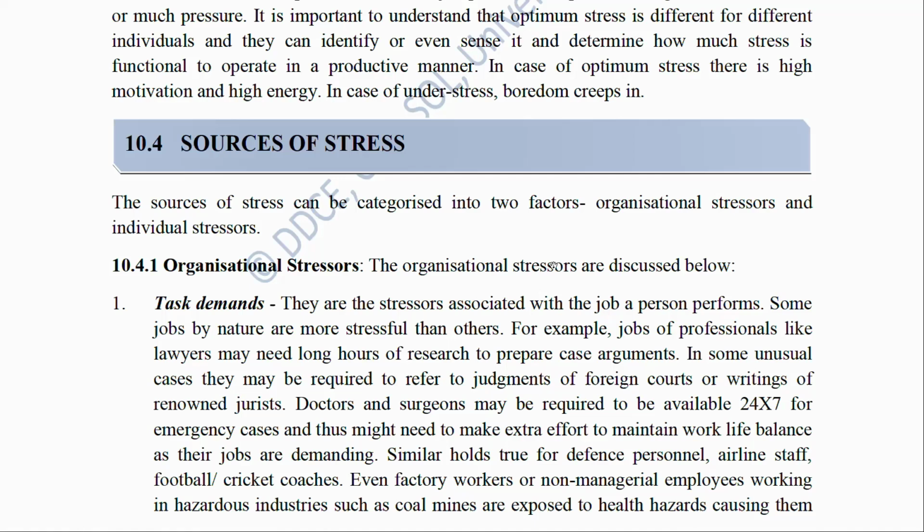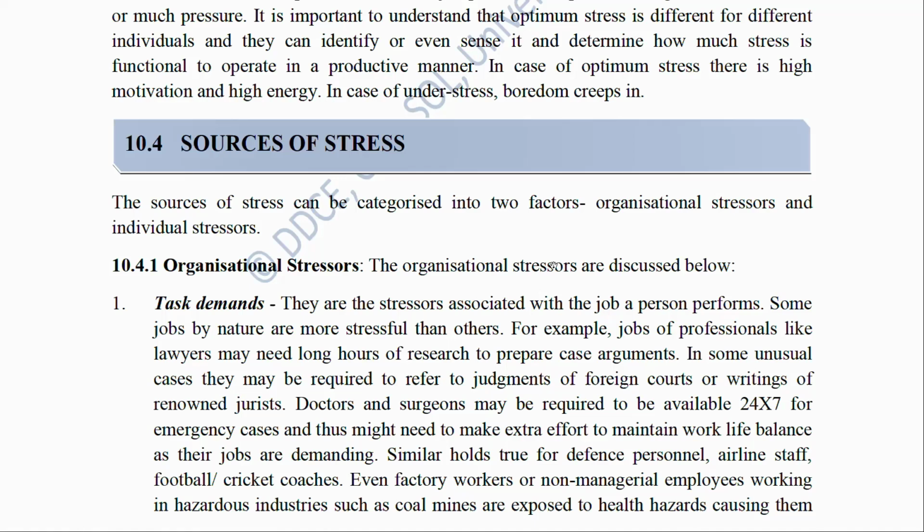10.4 Sources of stress. The source of stress can be categorized into two factors: organizational stressors and individual stressors. 10.4.1 Organizational stressors. The organizational stressors are discussed below. First, task demands. They are the stressors associated with the job a person performs. Some jobs, by nature, are more stressful than others.